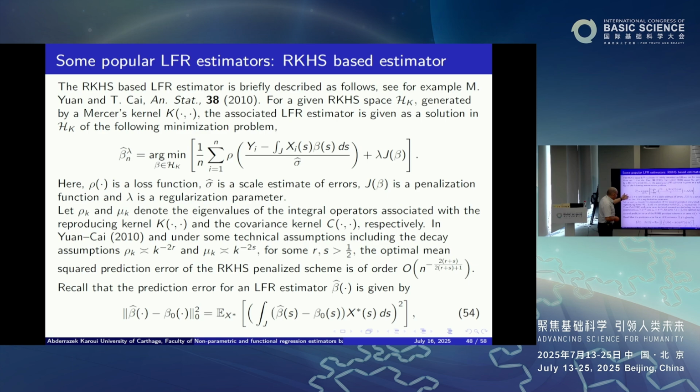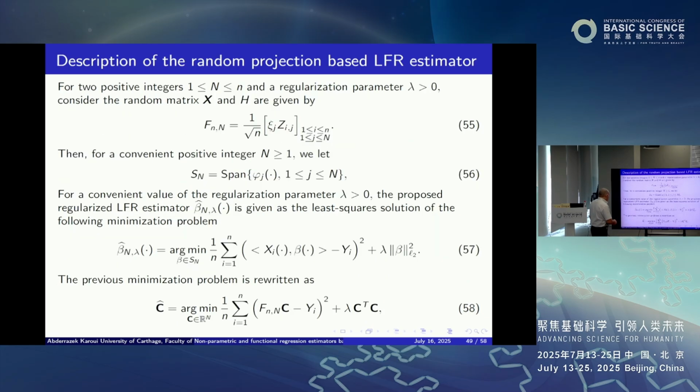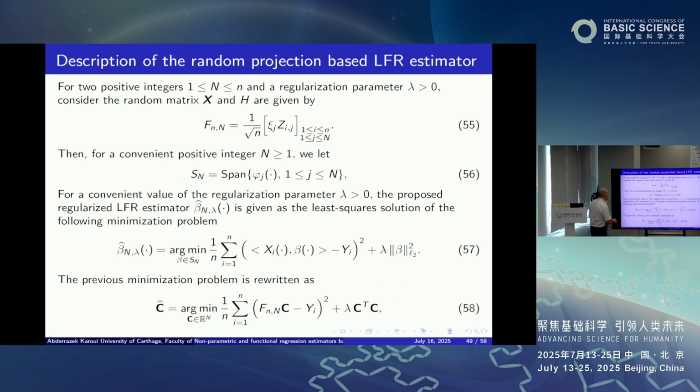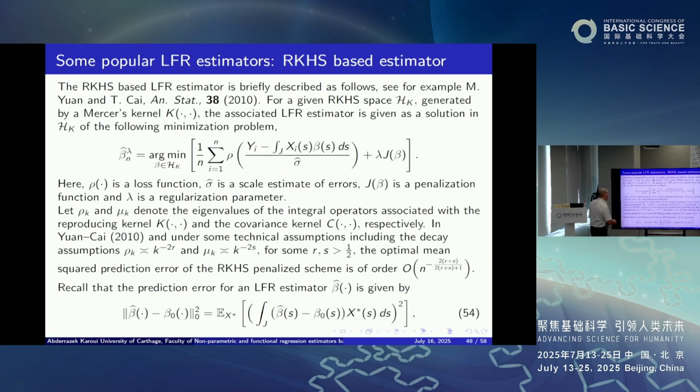is that the kernel-based linear functional regression estimator has a prediction error of this order. It attains the optimal order convergence rate. This is the convergence rate of the estimator. So that's optimal. They proved that it's optimal, of course.